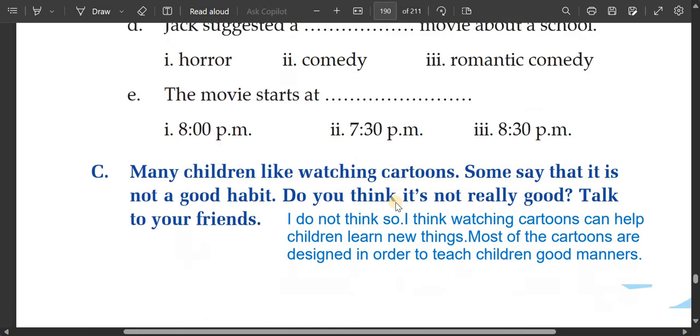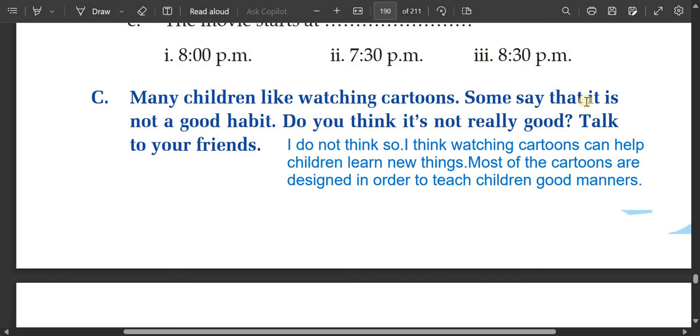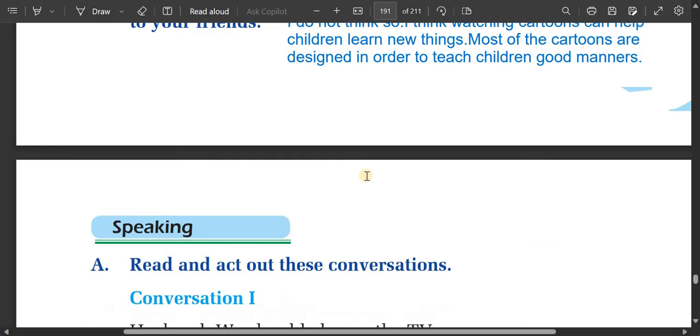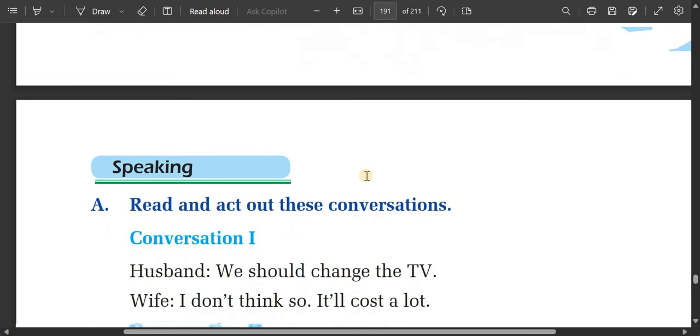Next one. Many children like watching cartoons. Some say that it is not a good habit. But do you think it's really not good? Talk to your friend. So I don't think so. I think watching cartoons can help children learn new things. Most of the cartoons are designed in order to teach children good manners. So it's not really bad. You can learn something from watching cartoons as well.